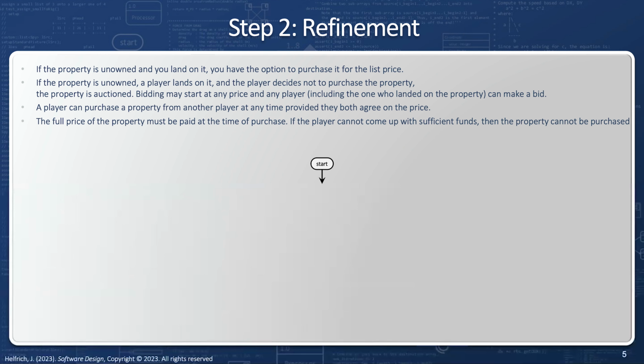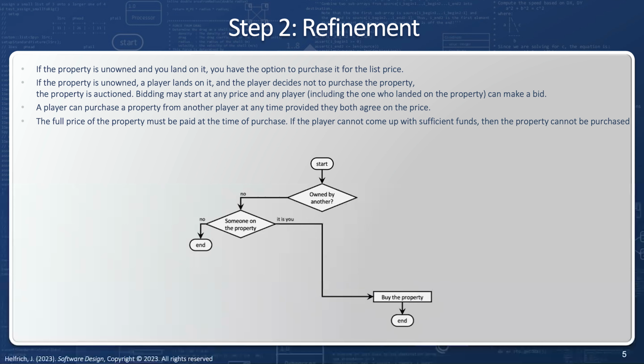So I'm just going to go one step at a time. Is it owned? Did I land on it? And this is all fragments that I had before. And the property is unknown. The player lands on it. The player decides not to purchase the property. Then I can do the auction.